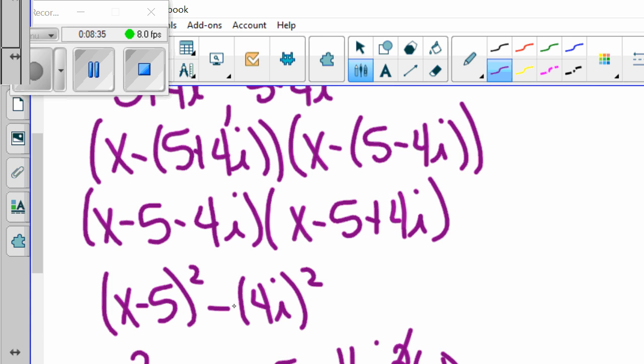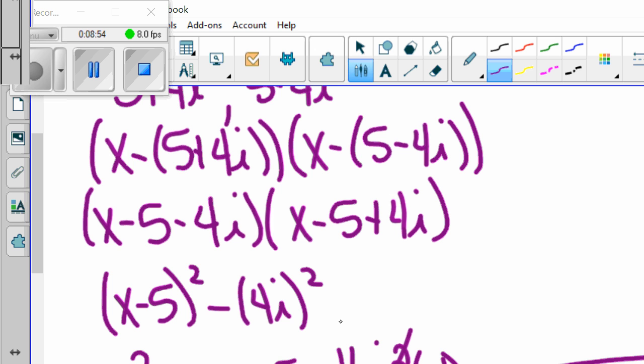So I'm ready to write the polynomial. They didn't tell me that it was a polynomial p or q or anything like that, so I can pick. I'm just going to say p of x equals x squared minus 10x plus 41. There's our polynomial.